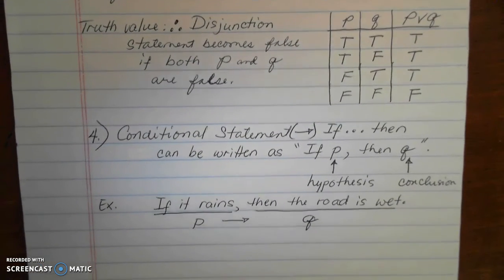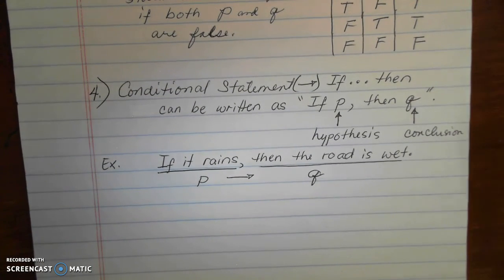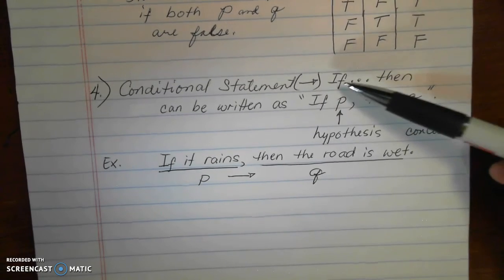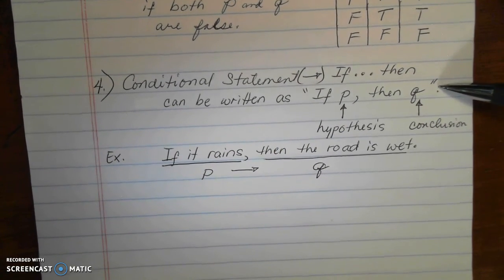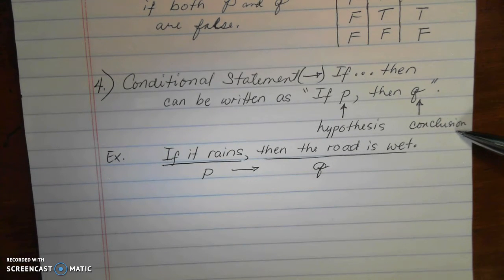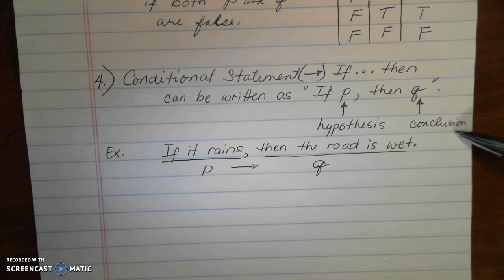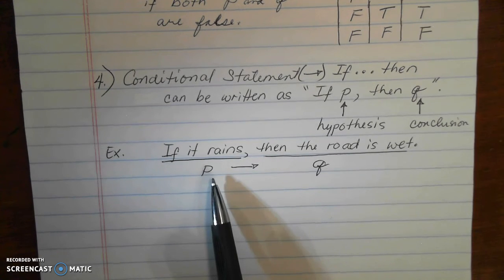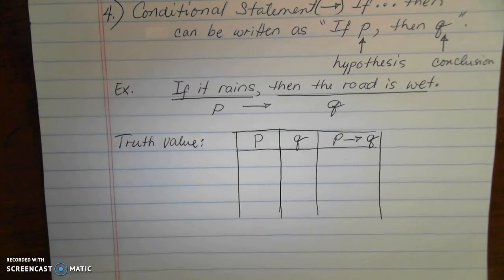The next type of statement is the conditional statement, which has this symbol. It's an if-then statement, and it can be written as if P, then Q, where P is what we call the hypothesis, and Q is our conclusion. As an example, if it rains, then the road is wet. And in symbolism, we are going to put P, arrow, Q. Let us now discuss the truth value of this one.